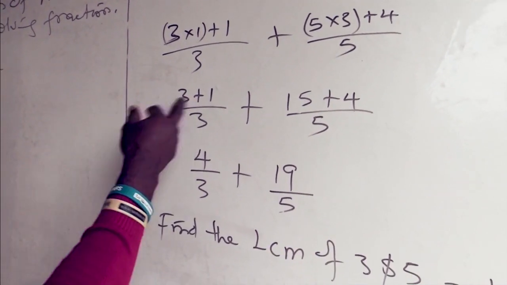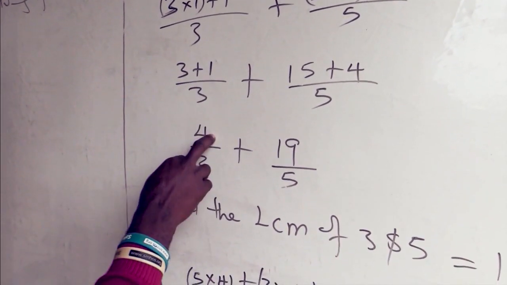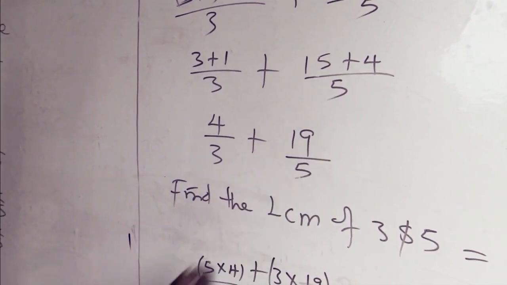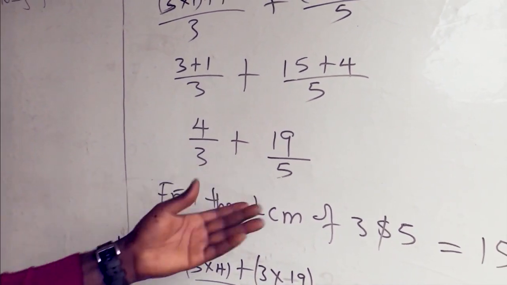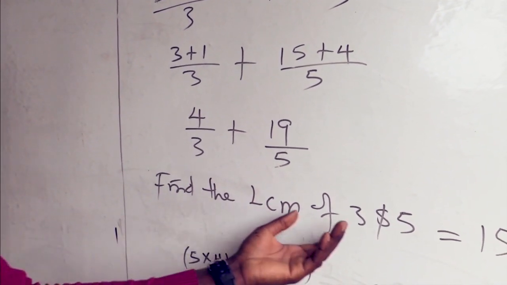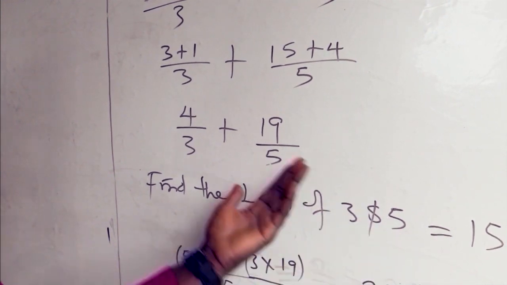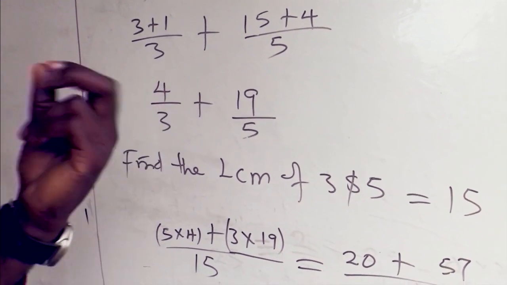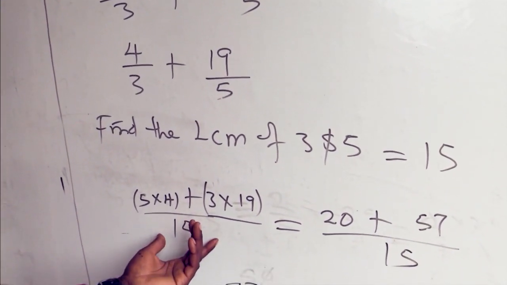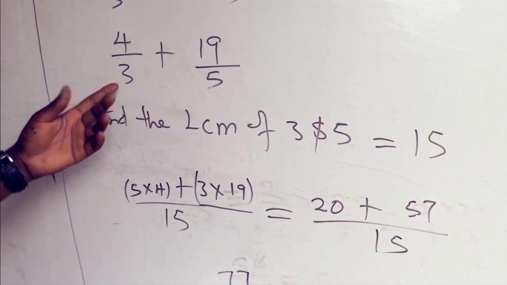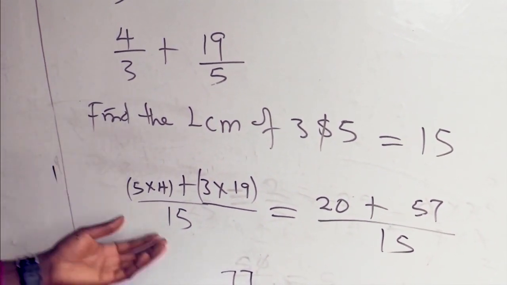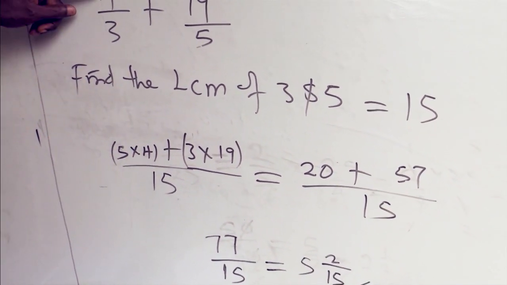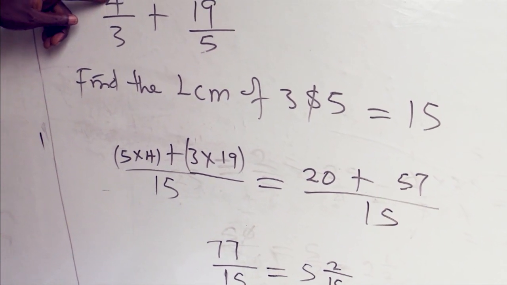So when you solve this out, you have 3 plus 1 will be 4 over 3. Then plus 15 plus 4 is 19 all over 5. Now as we know, when you are adding two fractions, the first thing you do is find the lowest common multiple of 3 and 5, and that in this case is 15. Now 15 becomes your new denominator. You put your 15 as the new denominator. Now use the denominator of the first fraction to divide the 15. You have 5.